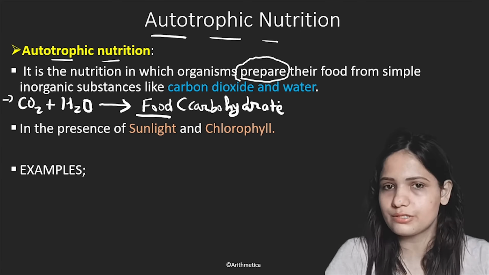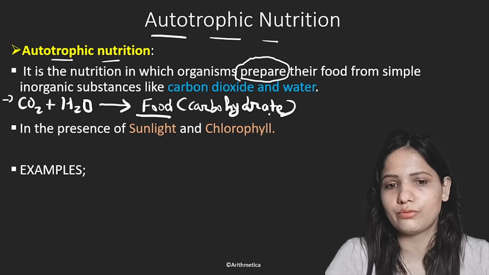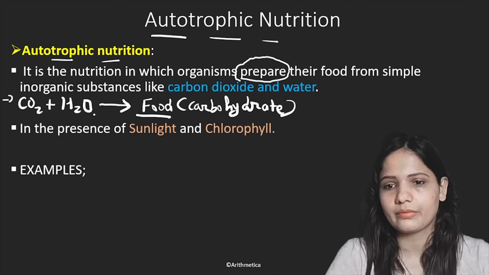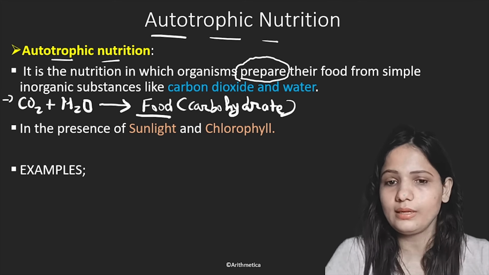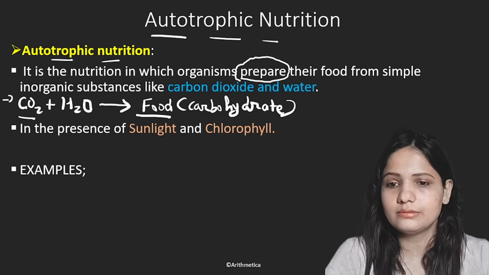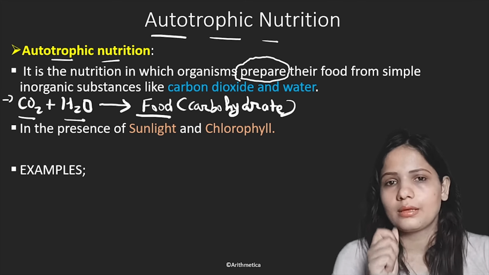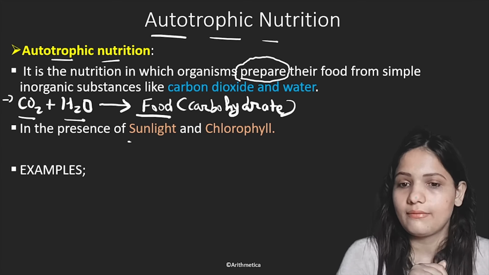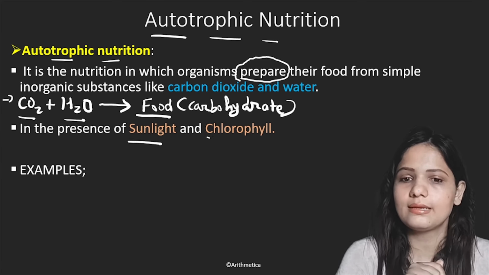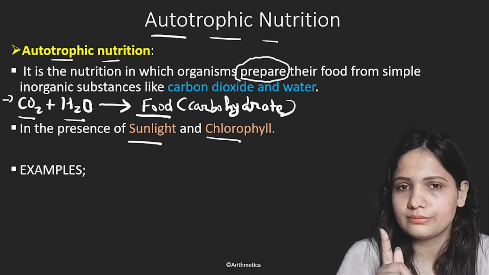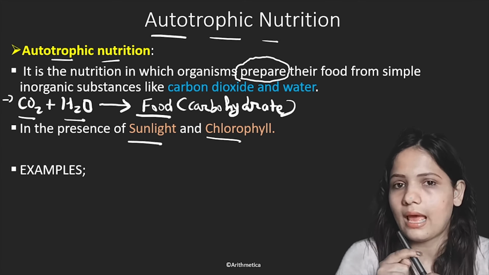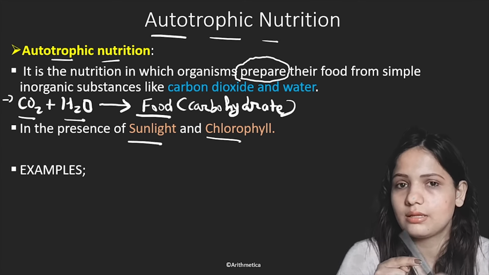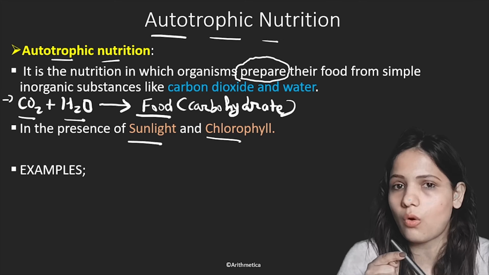The carbon-based molecule, as I have already told you. Now, food is prepared by using CO2 and H2O. There are two conditions which are required for autotrophic nutrition. First is sunlight, second is chlorophyll. The organisms which have chlorophyll and access to sunlight can synthesize their own food.